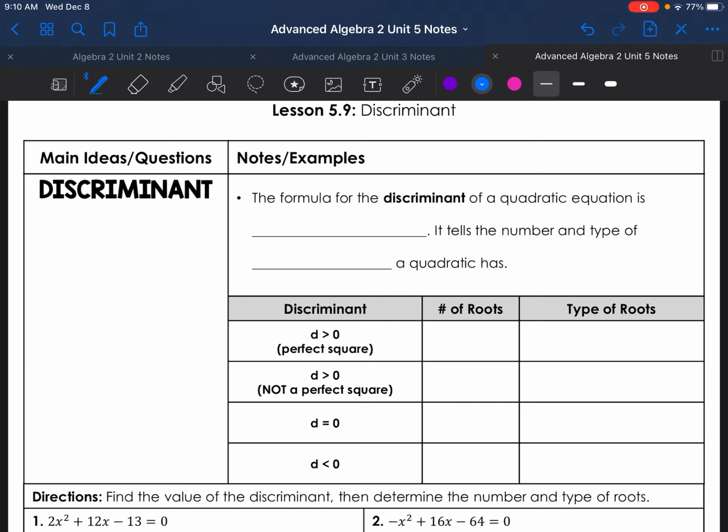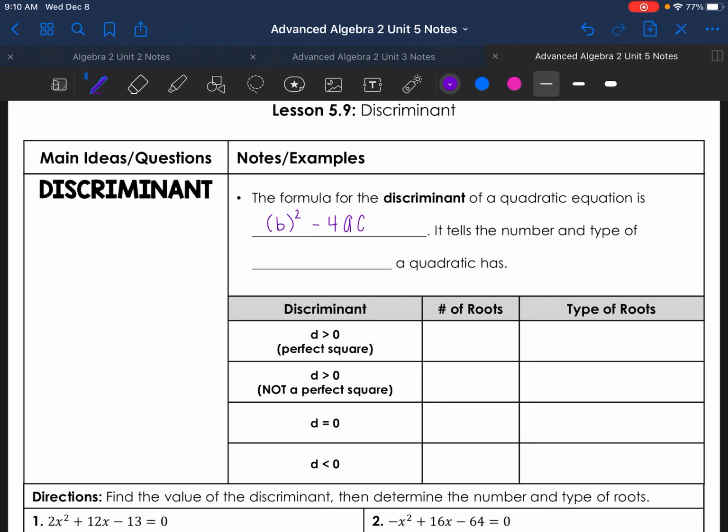So, we're going to talk about something called the discriminant. And this is just a number that tells us something about the x-intercepts. So the formula for the discriminant comes from the quadratic formula. It's that section that's under the square root, which is b, and actually let's put that in parentheses, squared minus 4ac.